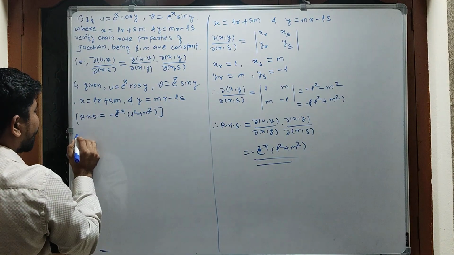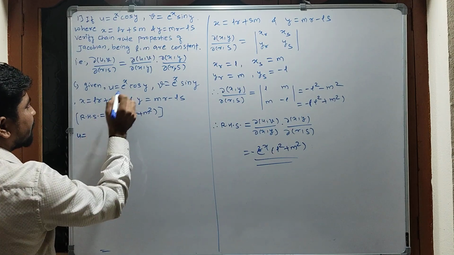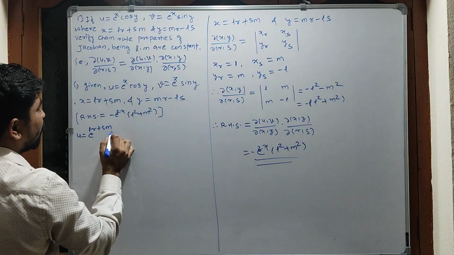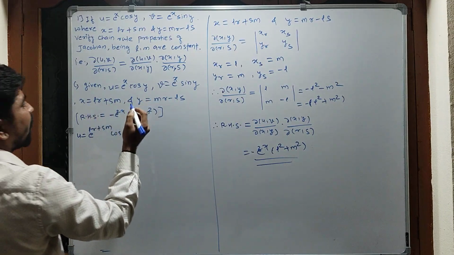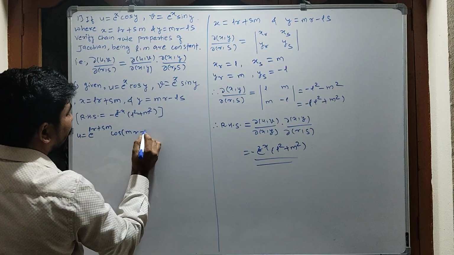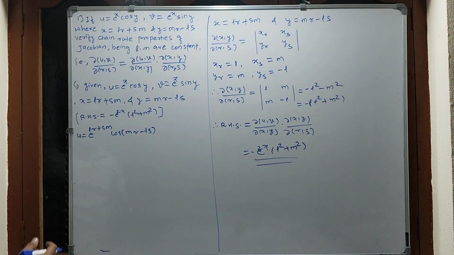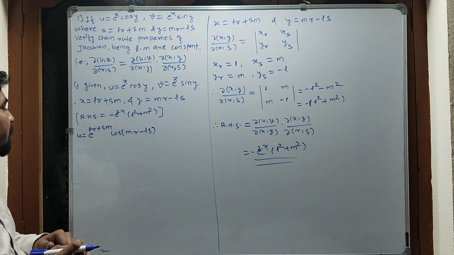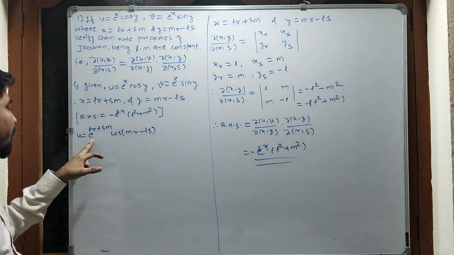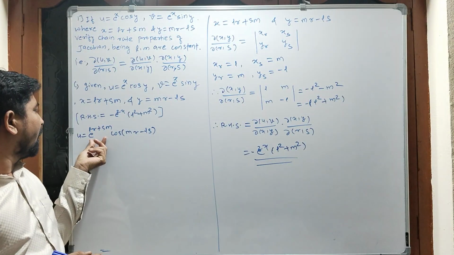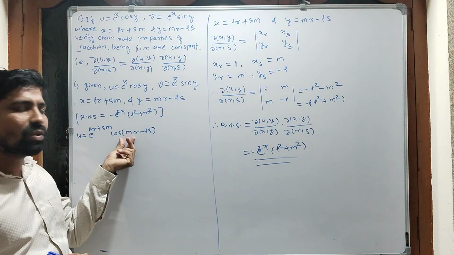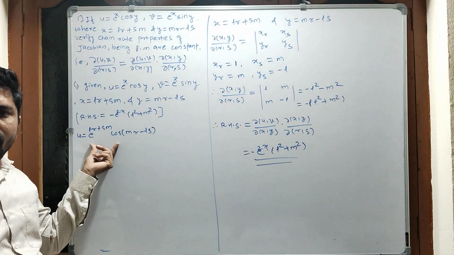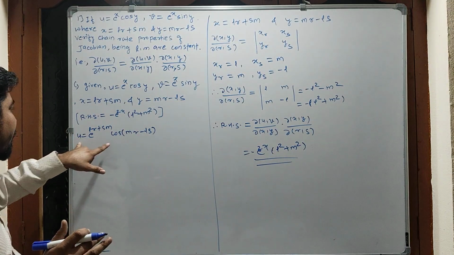So u equal to, just put the value of x, x equal to lr plus sm, into cos of the value of y, so y is mr minus ls. Now just observe one thing: u is a function of r and s. Here l and m are constants, and r and s are the variables. So this exponential function is a function of r and s, and this cosine function is again a function of r and s. The product of these two functions is again a function of r comma s. So u is a function of r comma s.